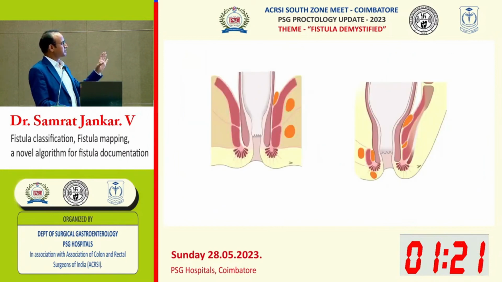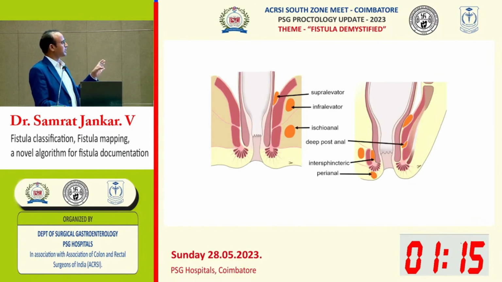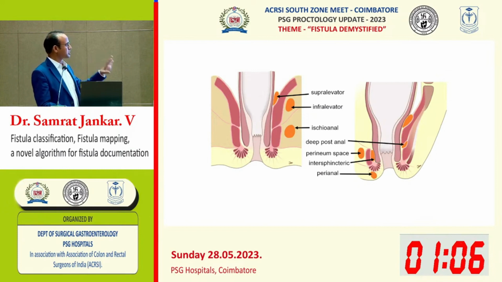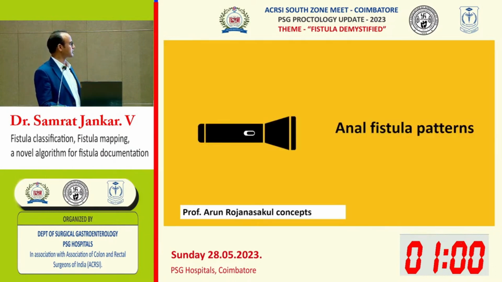So if an abscess is there at the area, we can call it an intersphincteric abscess, perianal abscess, ischioanal abscess, infralevator abscess, supralevator abscess, and deep postanal abscess. That is the perineum, anteriorly perineum abscess. So it will become easy to understand what's going on in the perineum. So this much if you understand, we can classify any of the fistula and any of the thing, and we can predict. That's what his concept is.